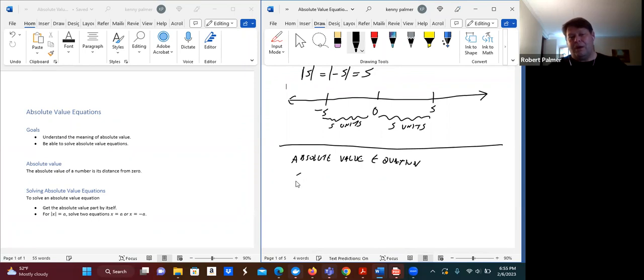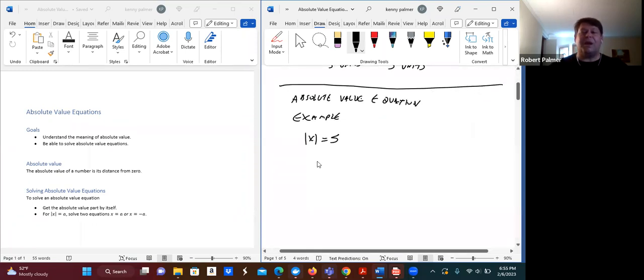Before we actually work some examples, let's look at this one. The absolute value of x equals 5. We call something an absolute value equation because the unknown, the variable, is inside the absolute value bars. We want to find the solutions, the numbers that make this a true statement.